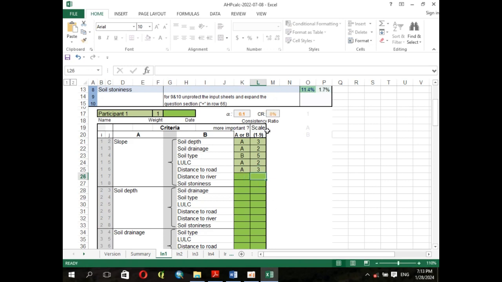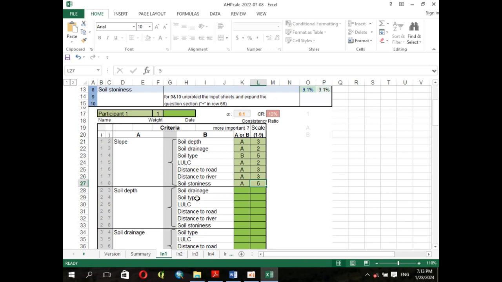You see, automatically it is increasing. Therefore, you should take care of that. The slope with distance to the river, for instance, by 3. And the slope with soil stoniness, 5, for instance. Automatically it is greater than 10%, and this is highlighted by red color. So you should work on those values when you are providing the remaining parameters. You should take care of that. So we are comparing the slope with the 7 parameters.